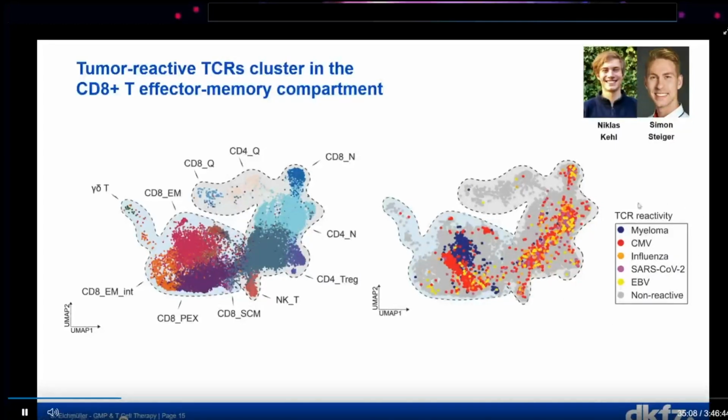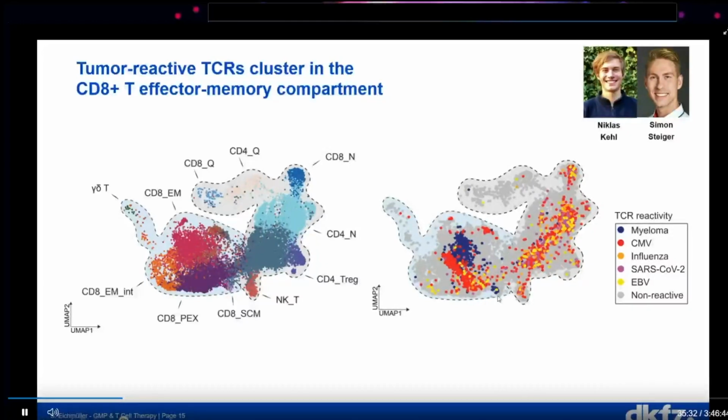And this was very interesting, because you see those TCRs which were reactive to myeloma cells are all more or less in one cluster, whereas we found TCRs which are published as CMV or influenza or SARS-CoV-2 reactive ones. You find these in very many other different clusters.